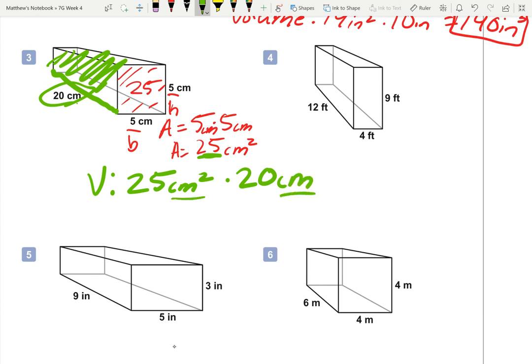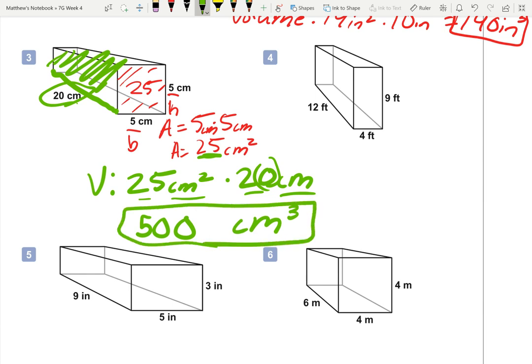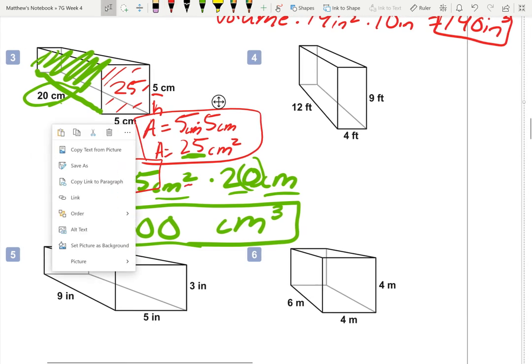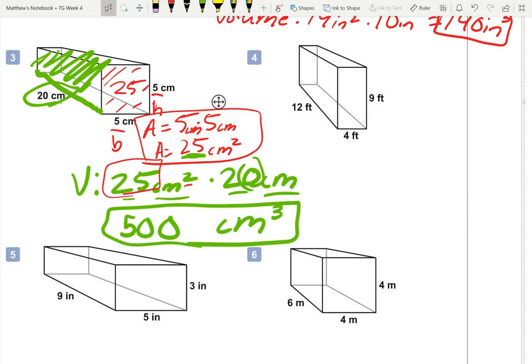So centimeters squared times centimeters is going to give us centimeters cubed. And then 25 multiplied by 20, well, that's the same thing as 25 times 2, which is 50. And then I need to throw that 0 on the end. So it's going to be 500 centimeters cubed for the volume. And I've shown my work here by finding the area first, and then using that area, 25 centimeters squared, and multiplying it by our length of 20 centimeters. All right, hopefully you got the same answer. Go ahead and work on the next few problems.